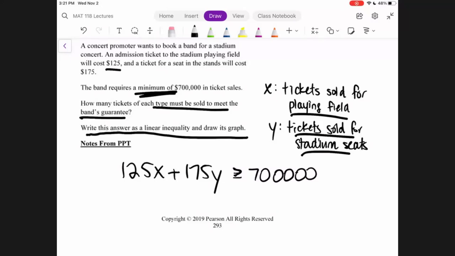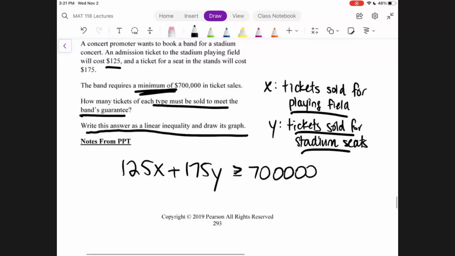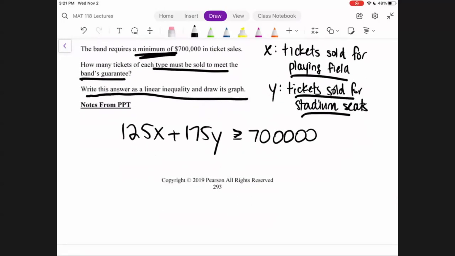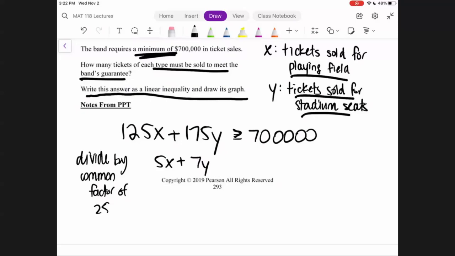And you could modify this a bit. If you want to reduce it, you'll notice that I can make this a little simpler. I can divide everything by 25. So you could divide by the common factor, if you want, of 25. So this would be 5x plus 7y is greater than or equal to 28,000. Right? And you could use this to make your graph. Okay.